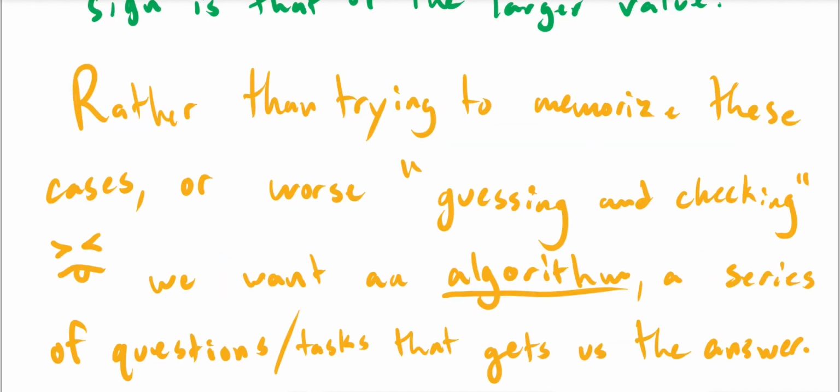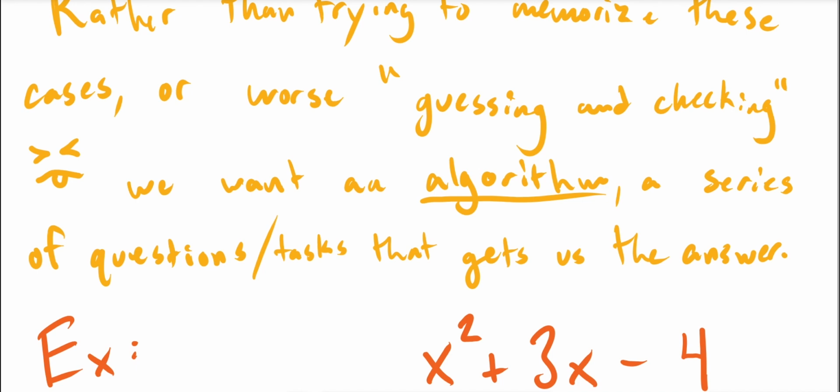Now, rather than trying to memorize all of these cases, or even worse, just guessing and then checking to see that you get what you want, what we want is an algorithm. We want a series of questions and a series of moves that gets us the right answer. So let's see what an algorithm like that would look like in an example.